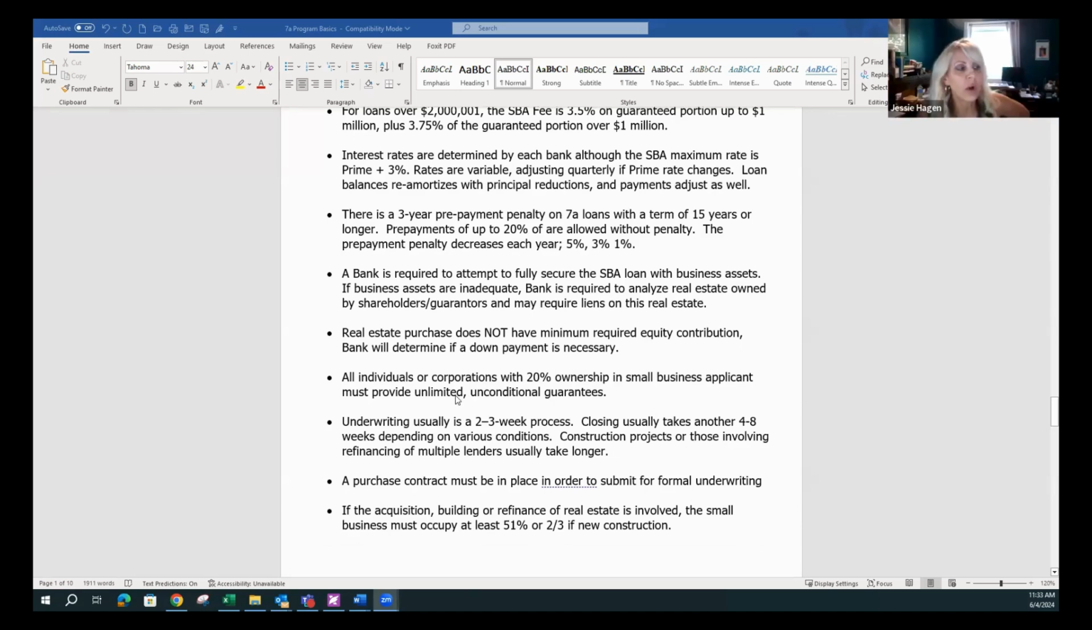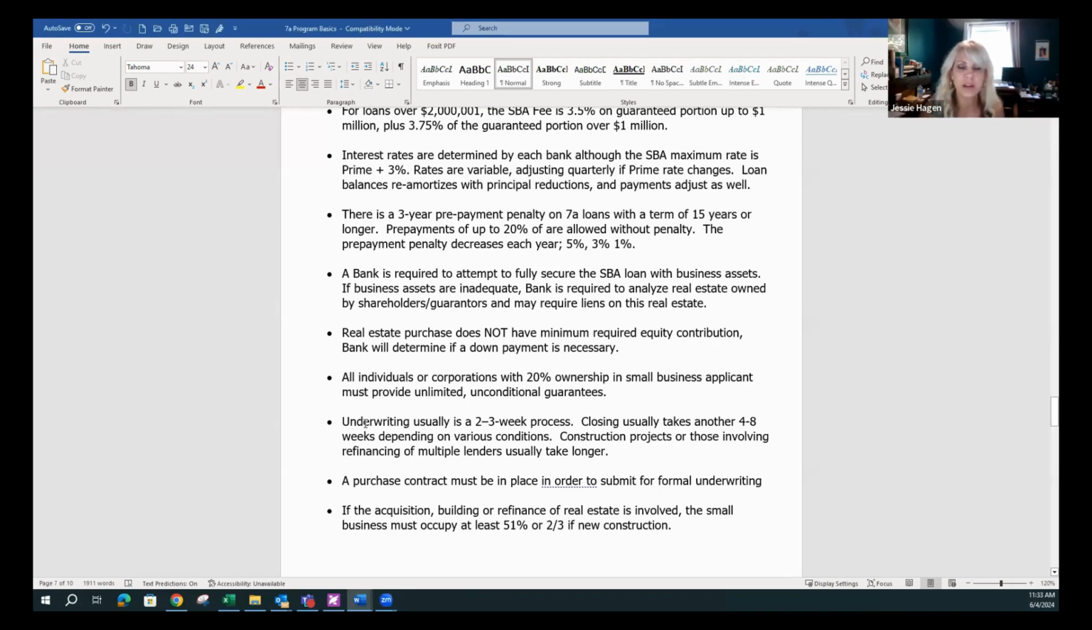Any individual or other corporations that have ownership in the small business that's 20% or more will have to provide a personal or a corporate guarantee. It's non-negotiable. If that's problematic for someone, then SBA is not the route for them.